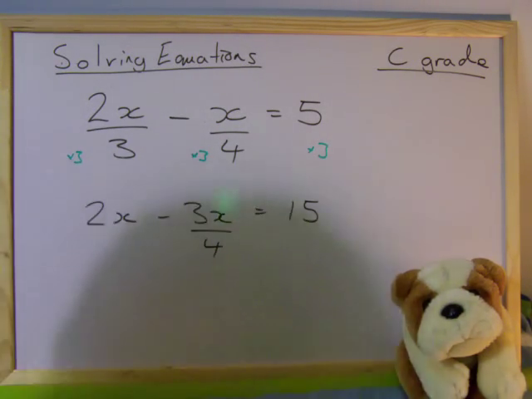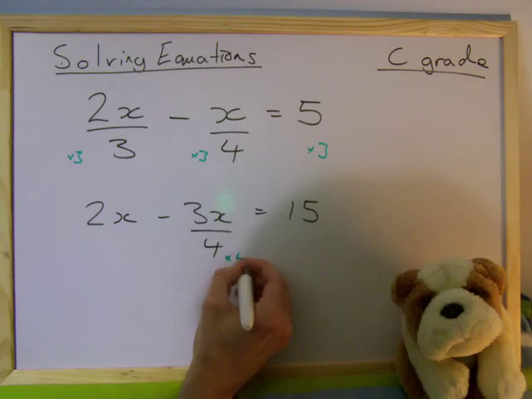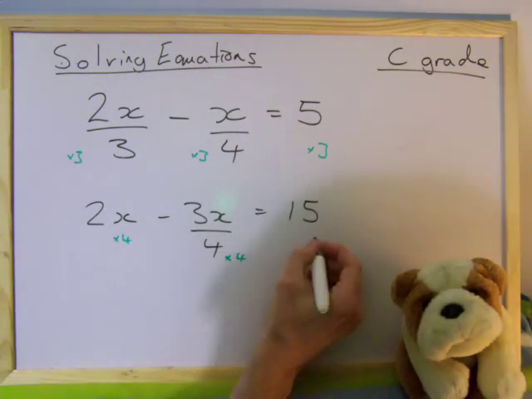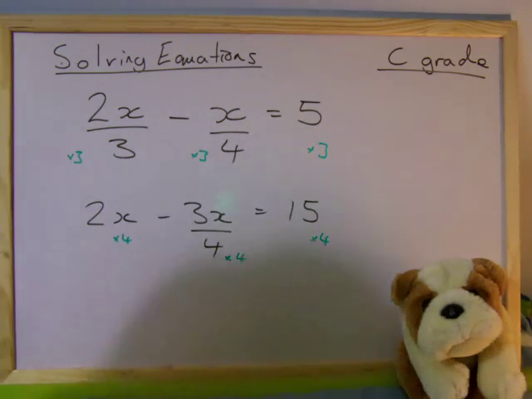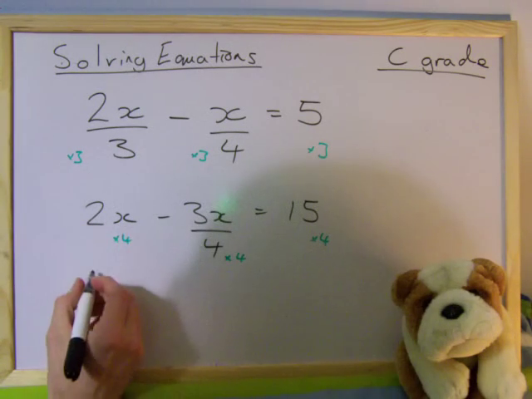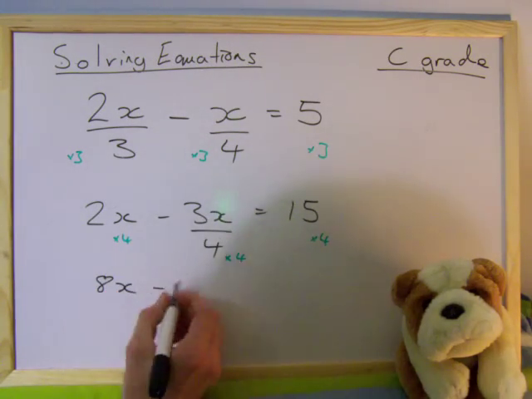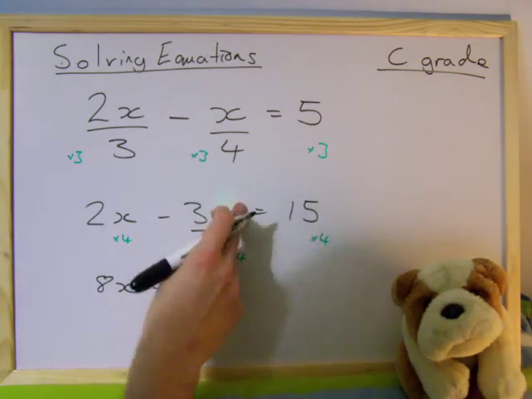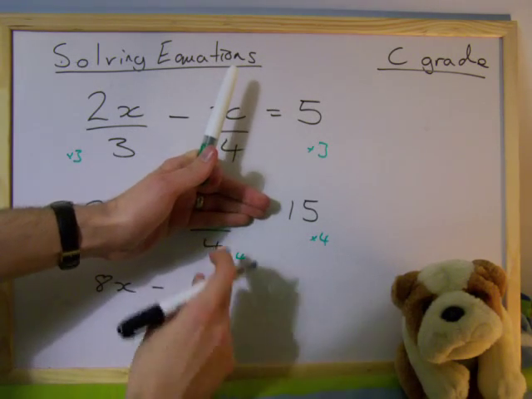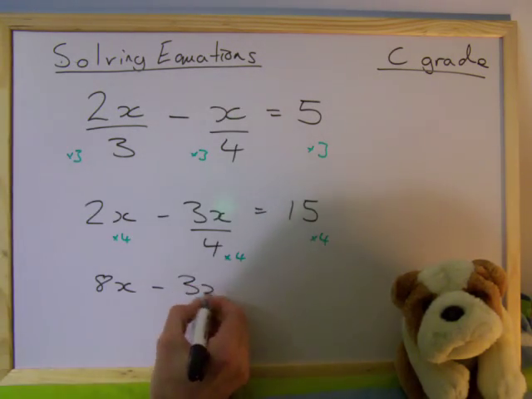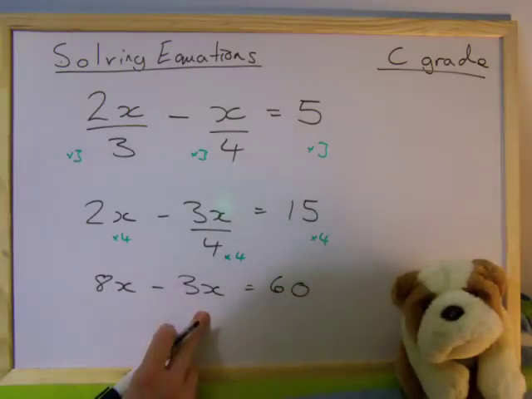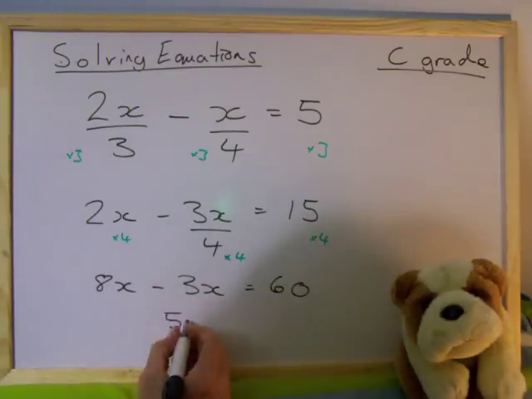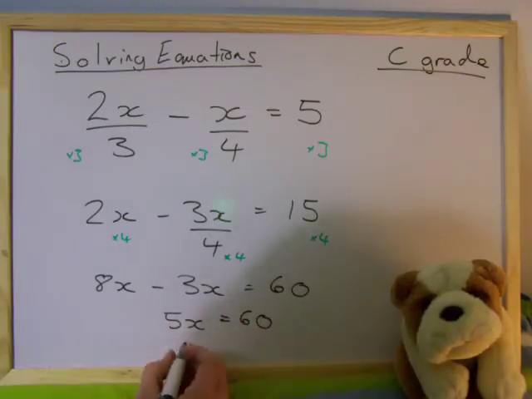Right, lose the second one in a similar process. I've got divide by 4, so I'm going to times by 4, times by 4, and times by 4. So now I'm making everything 4 times bigger, and when I do that I'm going to have 8x here. I'm going to have minus 3x because the divide by 4 and the times by 4 cancel, and then I'm going to have 15 times 4, which is 60. Simplify this side, 8x minus 3x is 5x, that equals 60, so x equals 12.